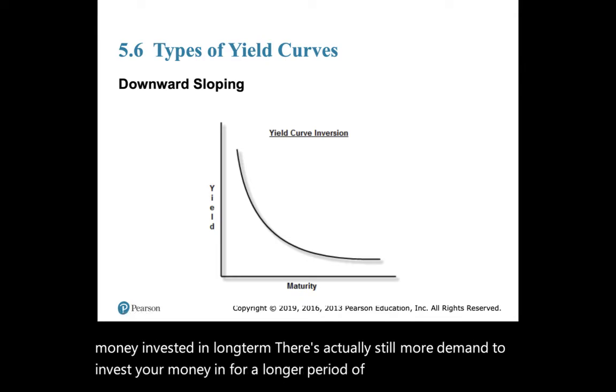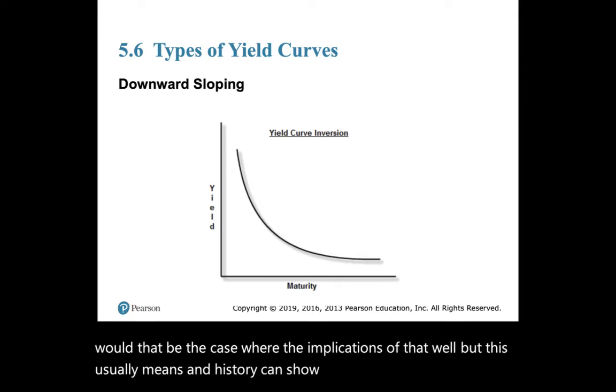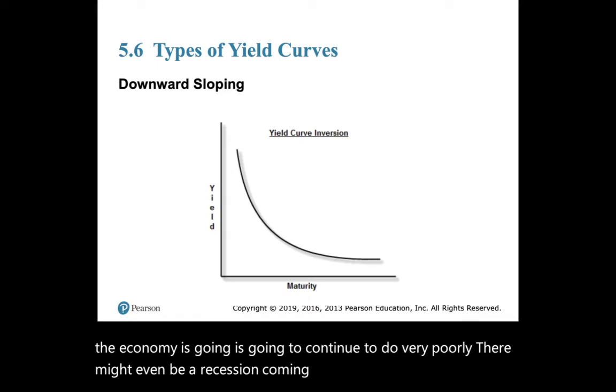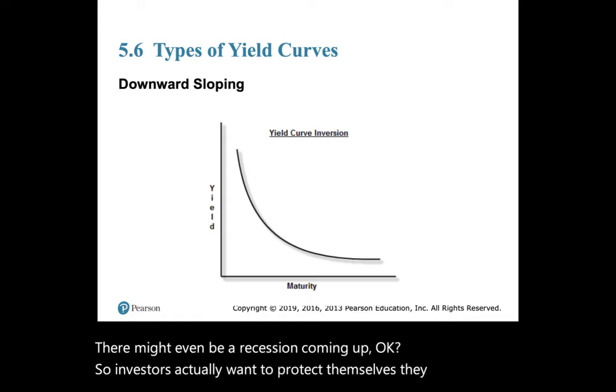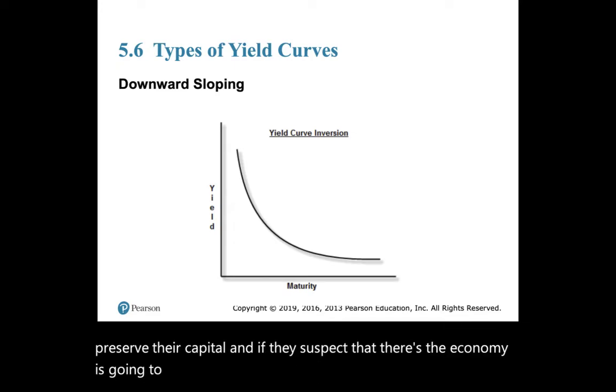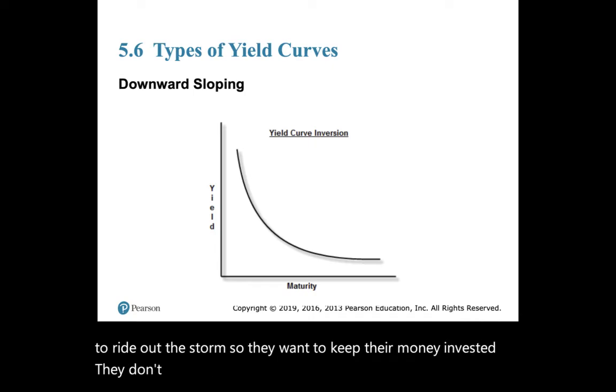Now, why would that be the case? What are the implications of that? Well, what this usually means, and history can show us this, is that the economy is going to continue to do very poorly. There might even be a recession coming up, okay? So investors actually want to protect themselves. They want to preserve their capital. And if they suspect that the economy is going to do poorly, then they kind of want to ride out the storm. So they want to keep their money invested. They don't want their money to come out, okay?